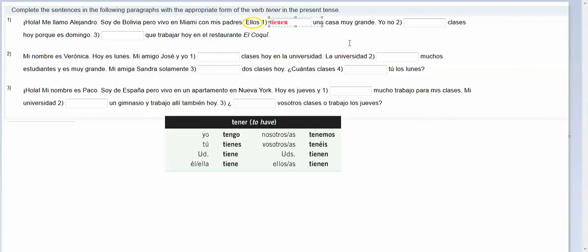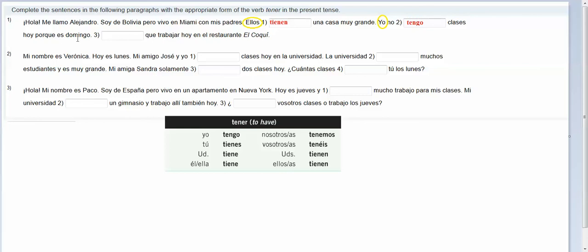Una casa muy grande. Yo no blank clases hoy porque es domingo. So who doesn't have class today? It's going to be yo. I don't have class today, right? So then we go down here, the tener that goes with yo is tengo. So then the answer that I want to put right here is tengo.